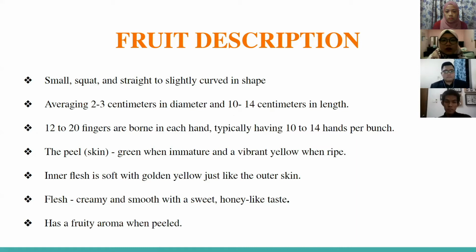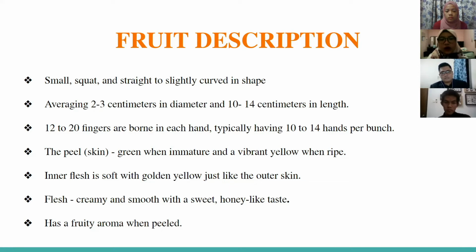The fruits are borne 12 to 20 fingers in each hand and typically have 10 to 14 hands per bunch. The peel or the skin of the fruits are green when immature and have a vibrant yellow color when ripe. The inner flesh is soft with golden yellow hue, just like the outer skin color, and the flesh is creamy and smooth with a sweet honey-like taste and has a fruity aroma when peeled.